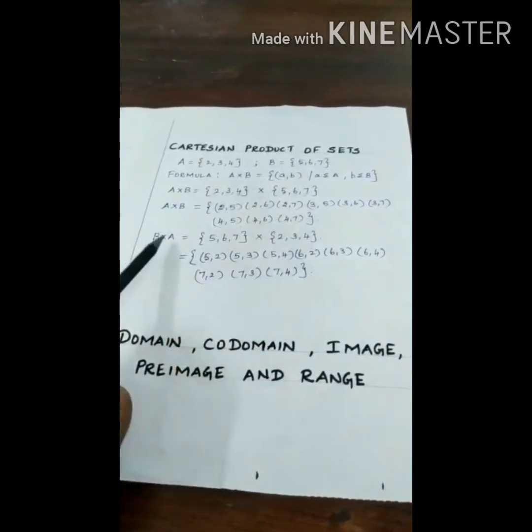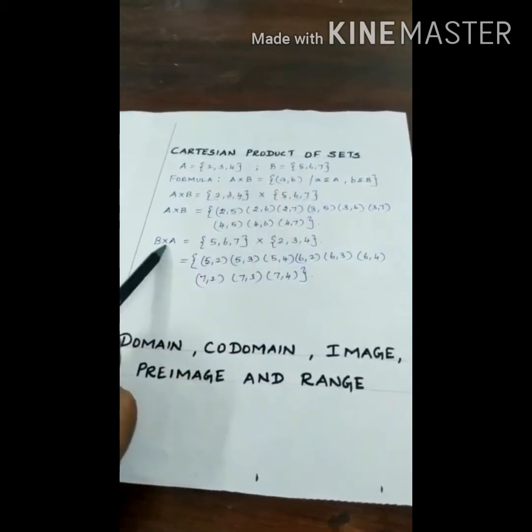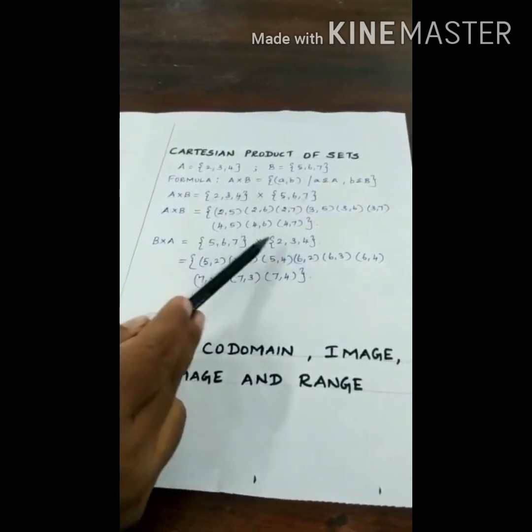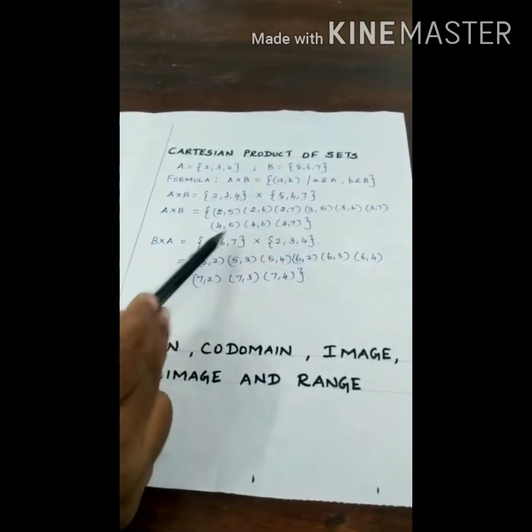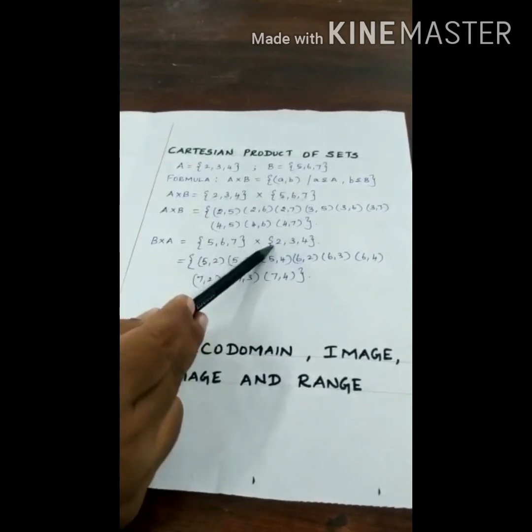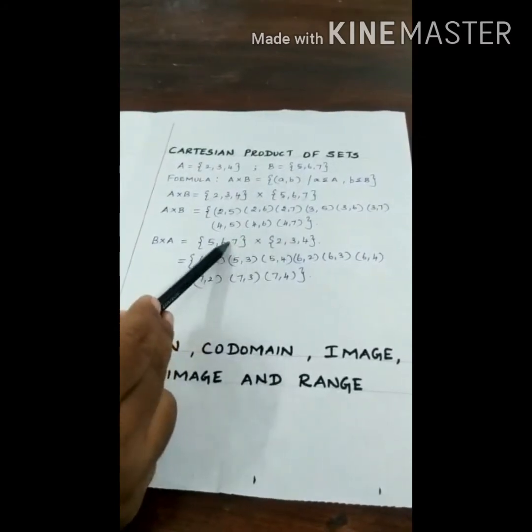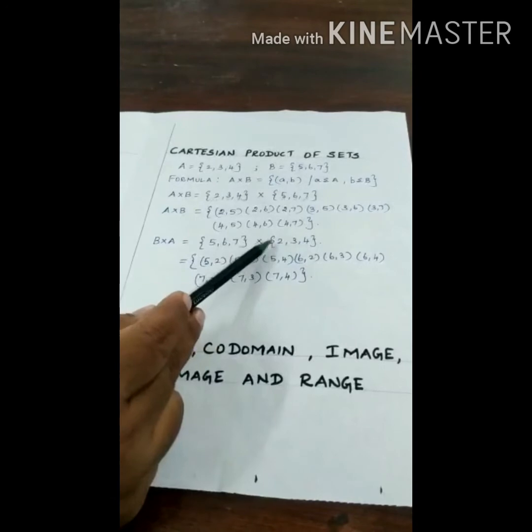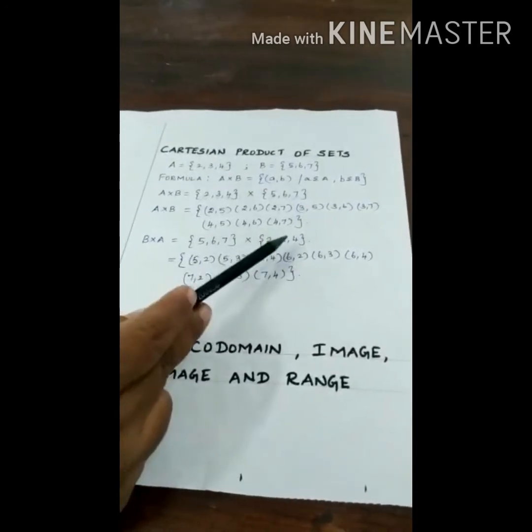In the same way, B × A = {(5,2), (5,3), (5,4), (6,2), (6,3), (6,4), (7,2), (7,3), (7,4)}.